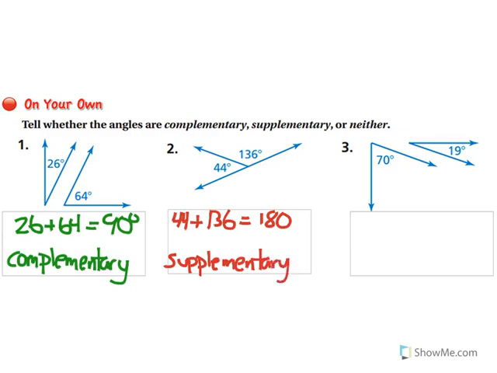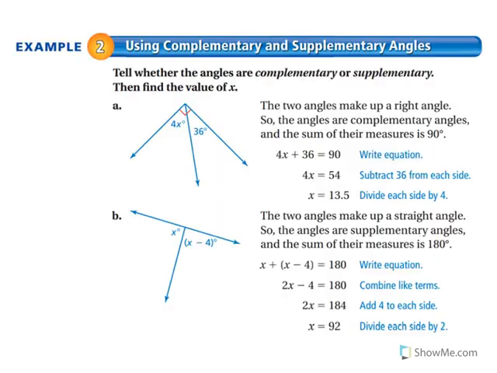Finally, we have 70 plus 19, which gets us 89. So this would be neither. So far, super, super easy. Let's go ahead and move forward.